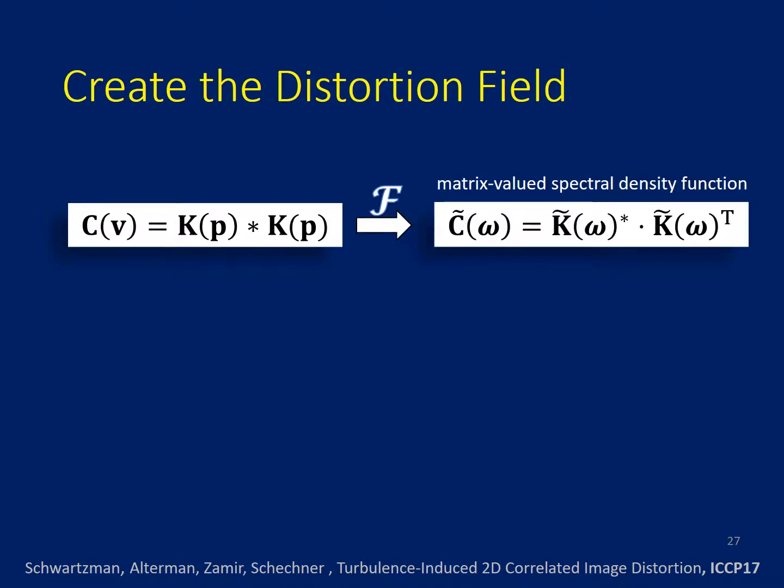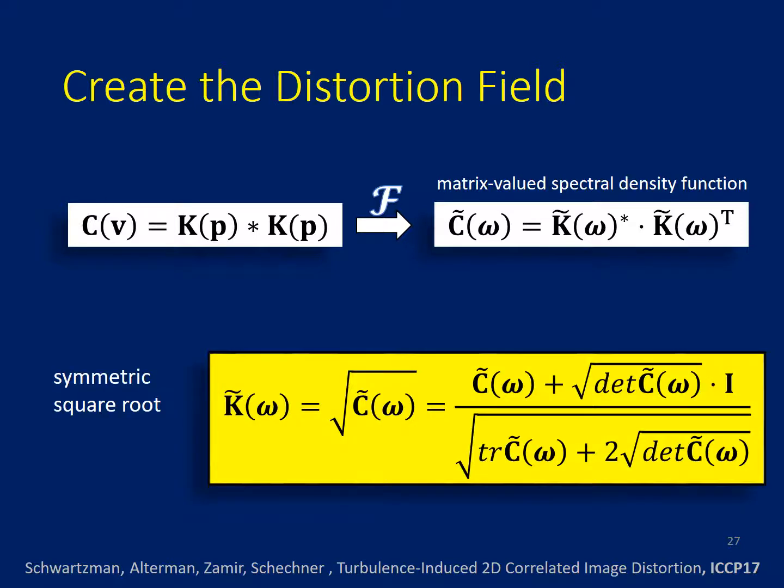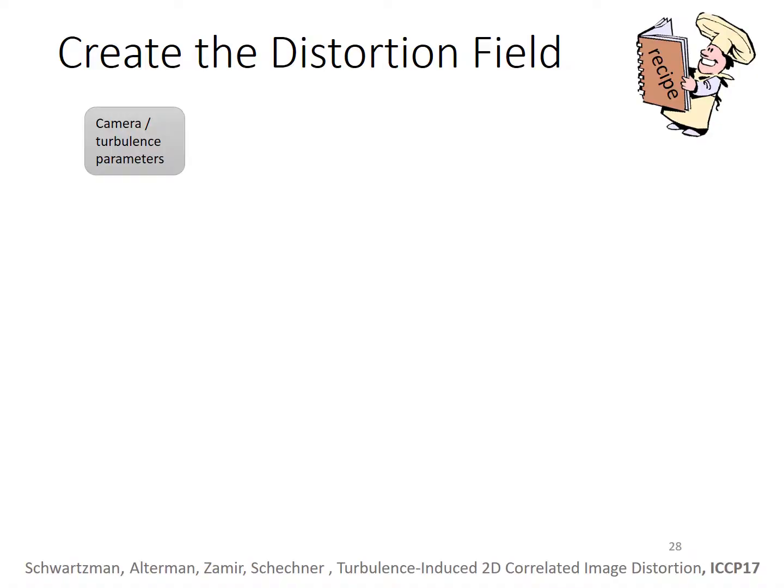While there are many 2 by 2 matrices K satisfying this relationship, it is natural to choose the symmetric square root of C of omega. Given C of omega, its matrix square root can be computed per omega using this formula.